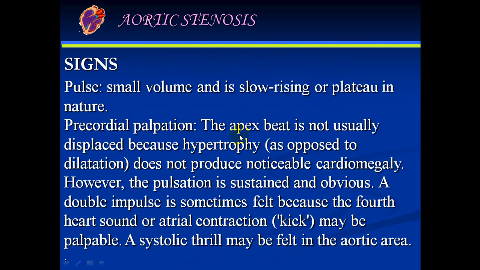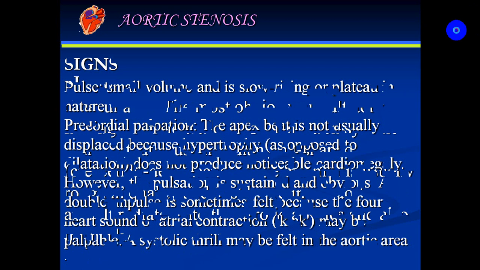On precordial palpation, the apex beat is not usually displaced because of hypertrophy, as opposed to dilatation. As we mentioned in mitral valve regurgitation, the apex beat is displaced. It does not produce noticeable cardiomegaly if it's isolated. However, the pulsation is sustained and obvious. A double impulse is sometimes felt because of the fourth heart sound of atrial contraction, what's called the atrial kick, which may be palpable. A systolic thrill may be felt in the aortic area.